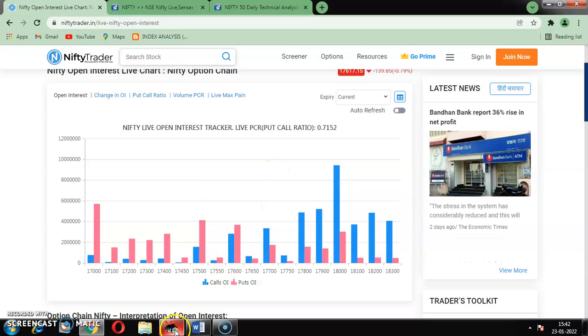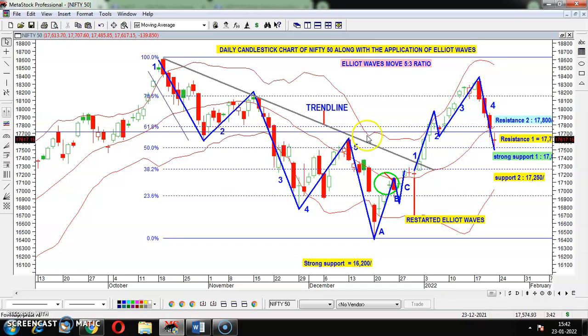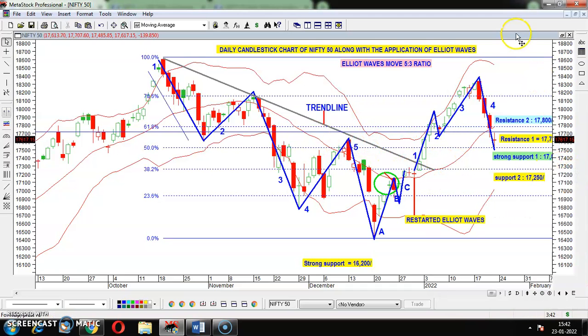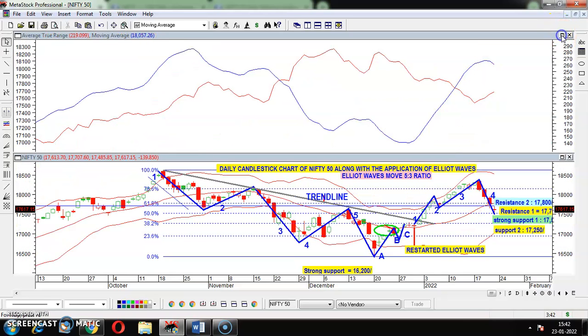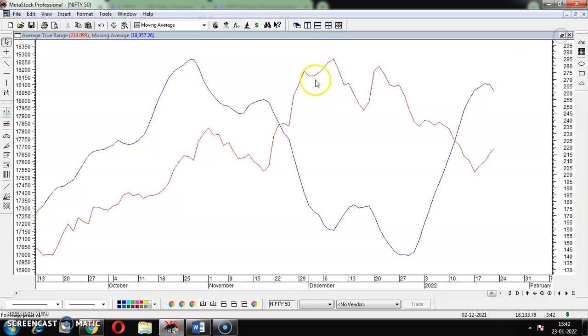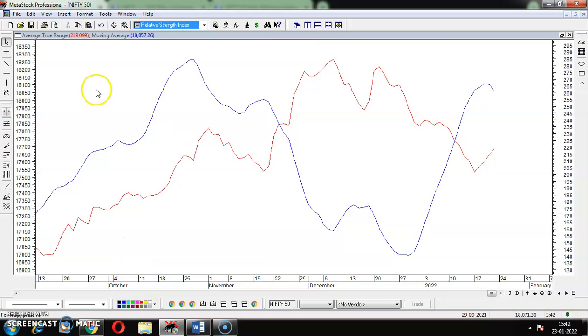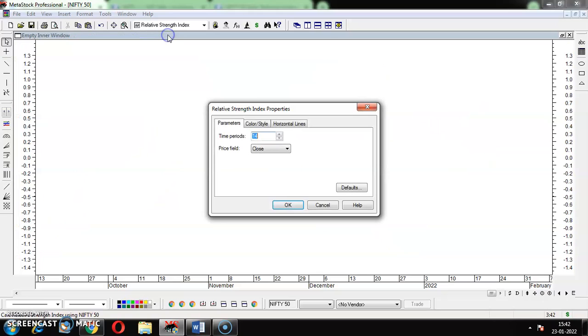Now let me go once again to the chart. This is the technical parameter I explained to you, right? Now if I check another technical parameter also, let me plot the RSI, the relative strength index. The relative strength index is also a momentum indicator. A lot of investors use this parameter also.